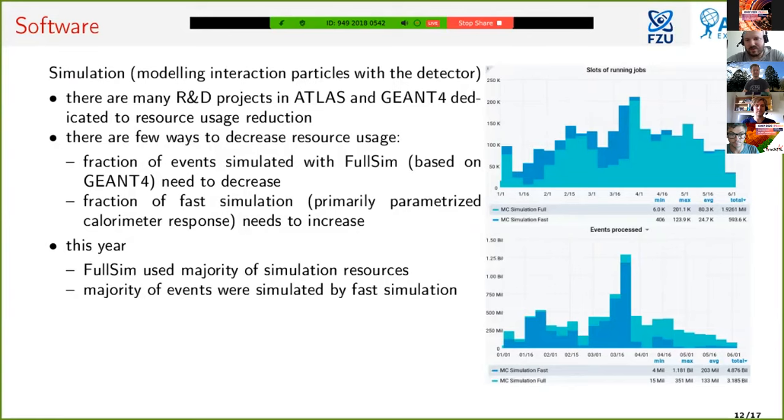On the right, you see that most of the CPU usage is for full simulation, but as far as events processed, most of them come from fast simulation because it is so much faster. So the ratio between full simulation and fast simulation needs to change, and we need to use more fast simulation.